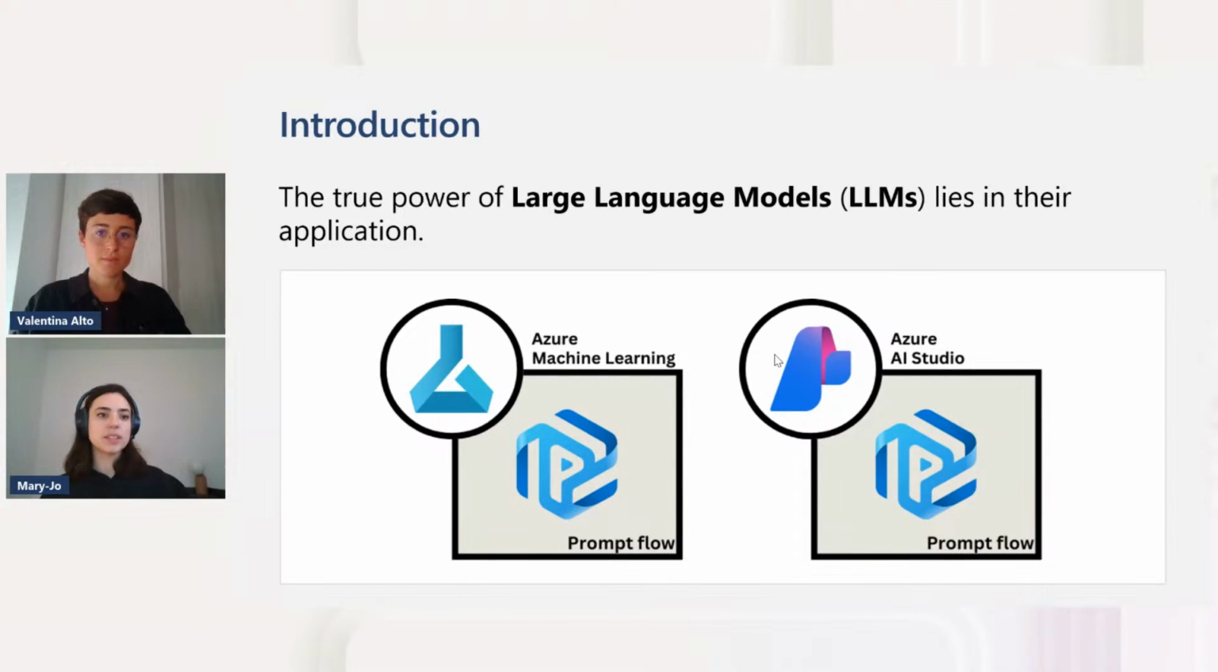Prompt flow is, I would say, a feature, and it's available through different studios or different user interfaces. One of them is Azure Machine Learning. Azure Machine Learning is a workspace that you can create, and through the UI of the Azure Machine Learning workspace, you can use prompt flow. This would normally be recommended if you're already working with Azure Machine Learning, if you're already using it to train and manage your own models, for example.